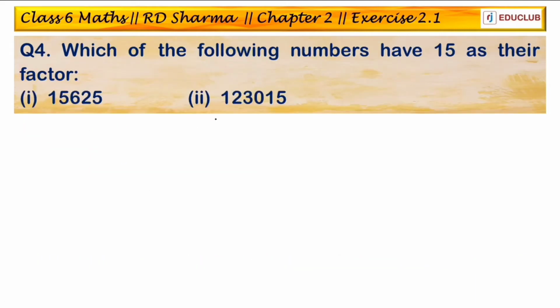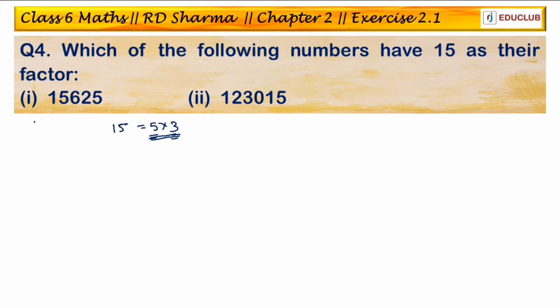Now next, which of the following numbers have 15 as their factor? Okay, 15 is a factor. Now we know 15 is basically 5 into 3. So if a number is divisible by 15, it means that number will be divisible by 5 and 3 both. Okay, both, not only one, both. Then only that number will be divisible by 15, because we have seen the divisibility, so we'll do according to that. Otherwise we can divide the number directly also.